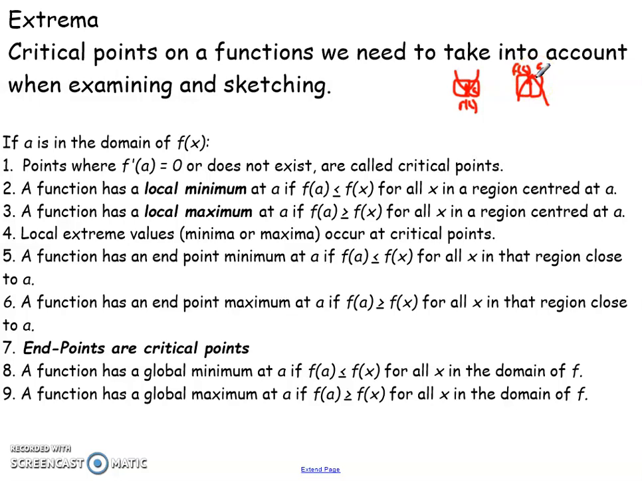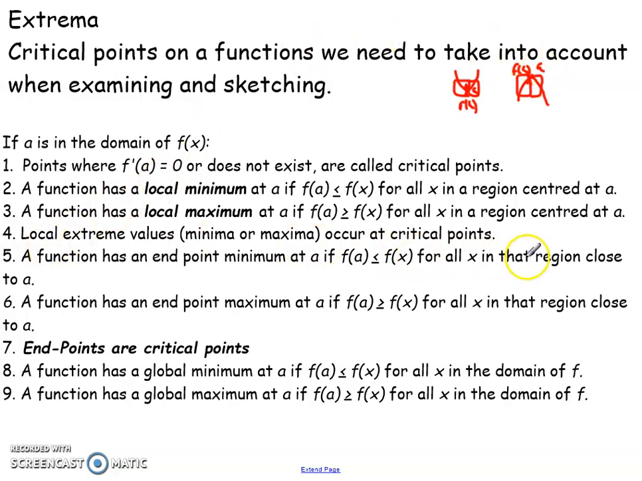Now we're calling it local because it's local to that region. There may be more than one maximum or minimum throughout the curve. We can't say it is the biggest or smallest point on that curve until we've done all of our calculations. And if it's not the biggest or smallest on the entire curve, it's local to the area, so we call it local maximum or minimum.